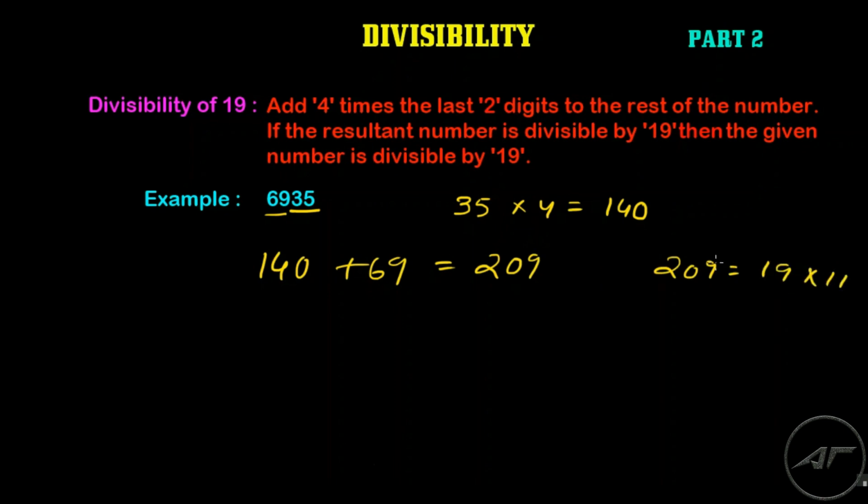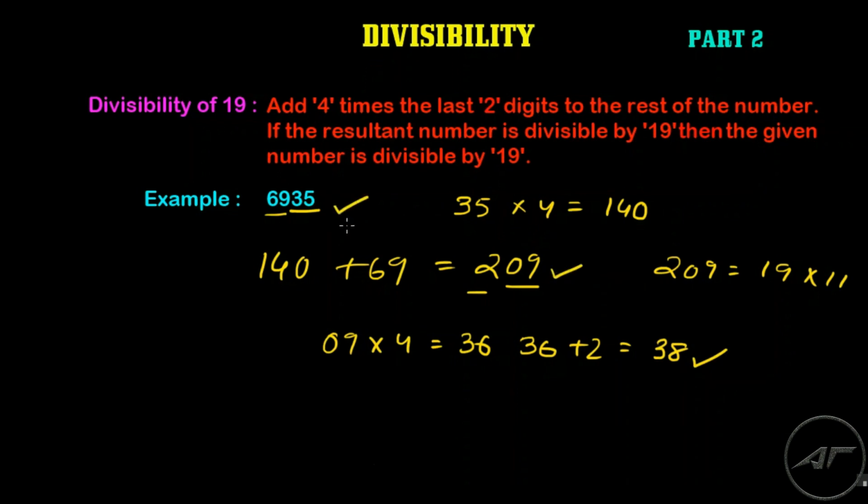If you don't remember the multiplication tables, then what you can do is you can again apply the same rule. That is, you take the last 2 digits, that is 09, you multiply it with 4, you get 36. You add it to the rest of the part of the number, that is 2, that is going to be 36 plus 2, that is 38. Now 38 obviously is divisible by 19, therefore 209 is divisible by 19, therefore 6935 again is divisible by 19.